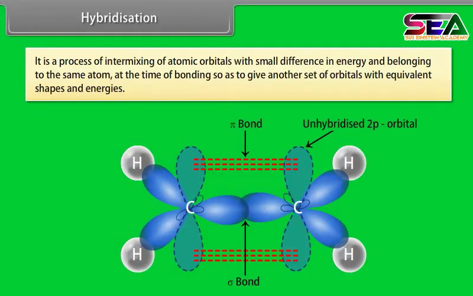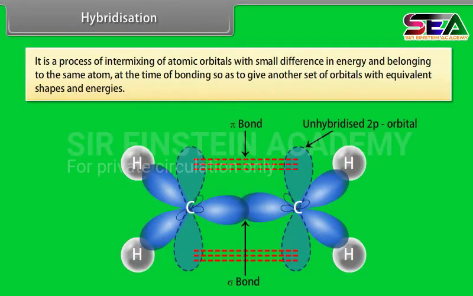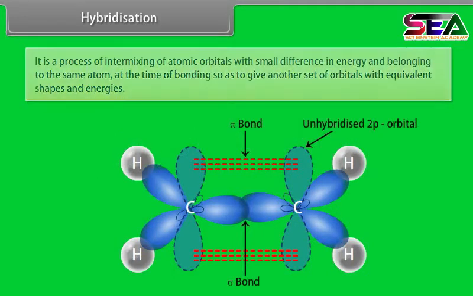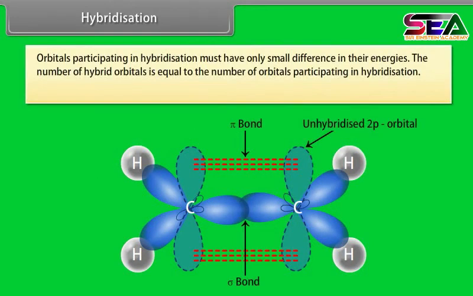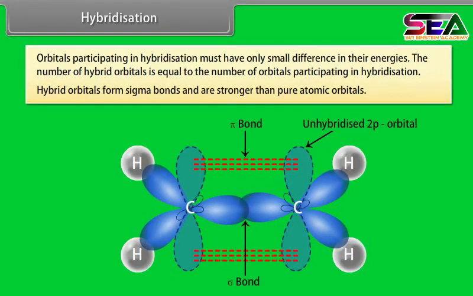Different types of hybridization depend upon the type of atomic orbitals which are used for intermixing. Orbitals participating in hybridization must have only a small difference in their energies. The number of hybrid orbitals is equal to the number of orbitals participating in hybridization. Hybrid orbitals form sigma bonds and are stronger than pure atomic orbitals.